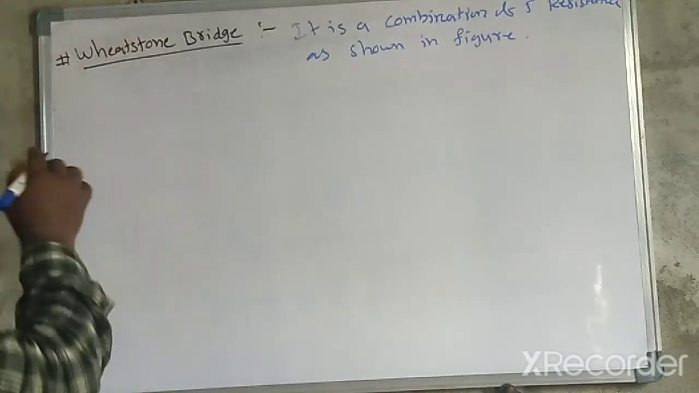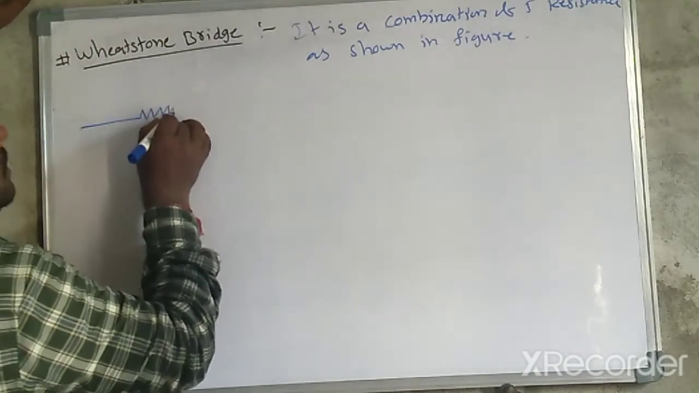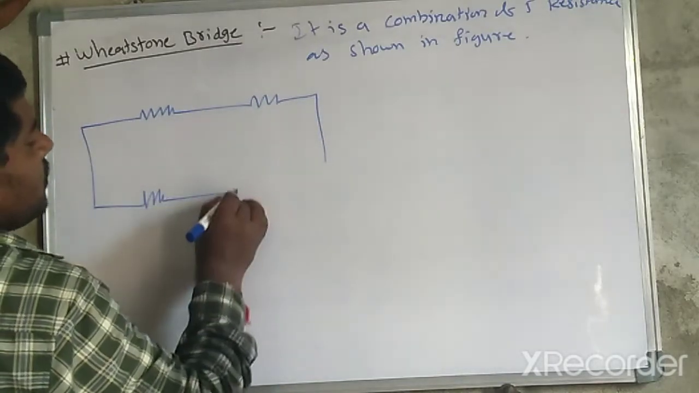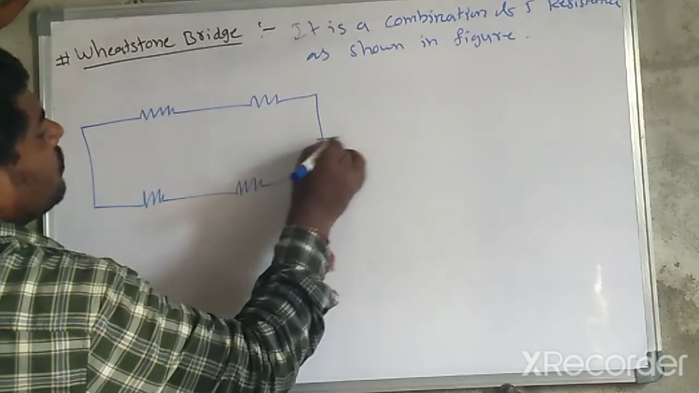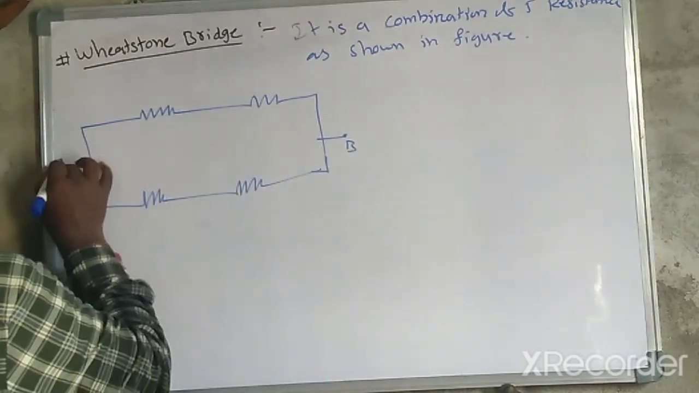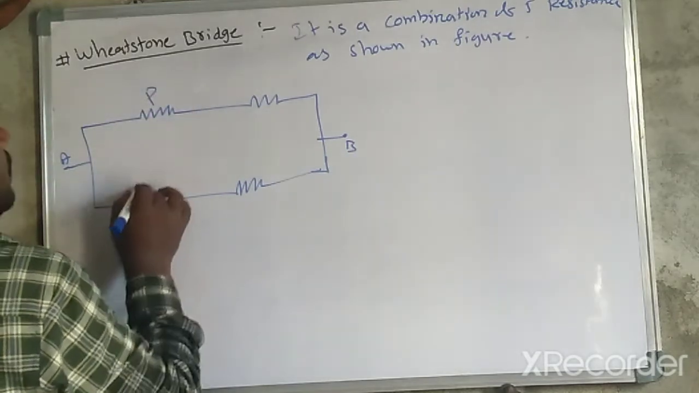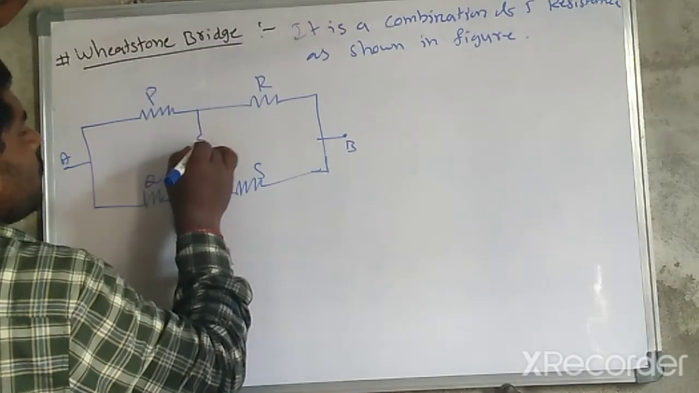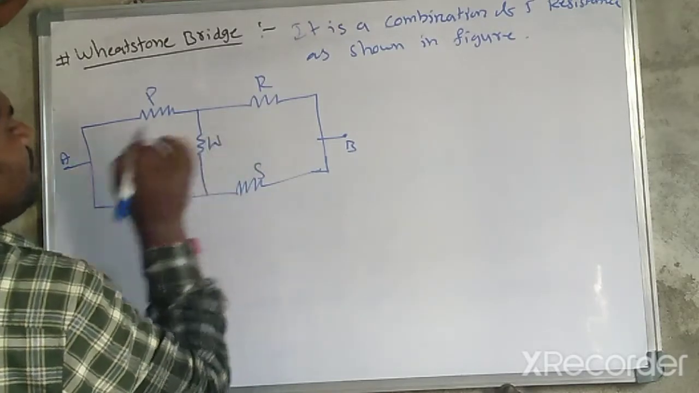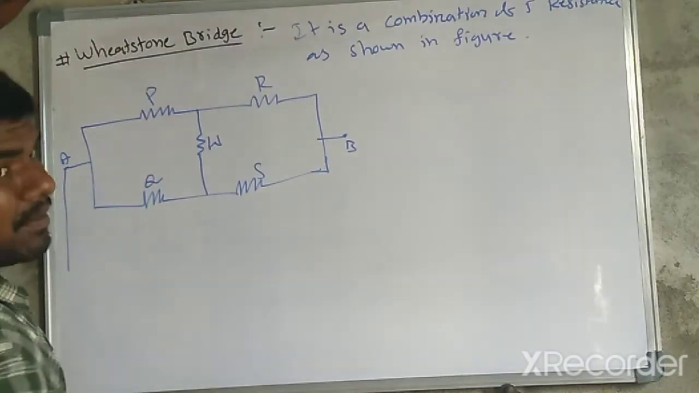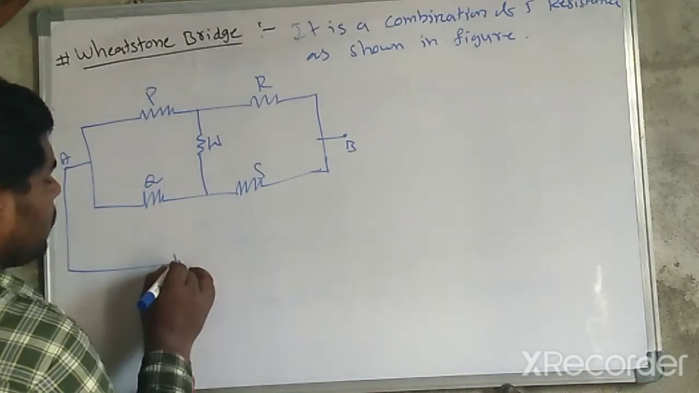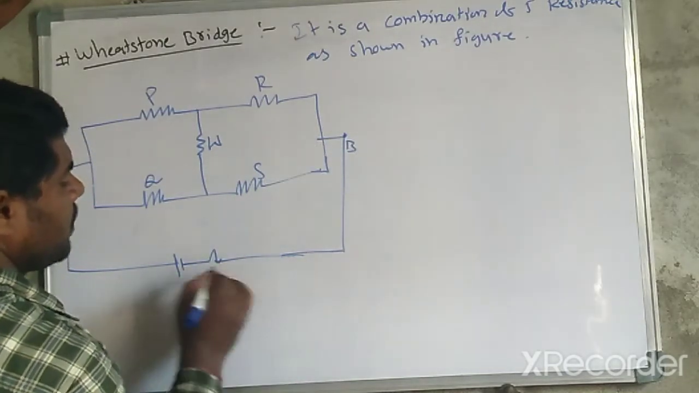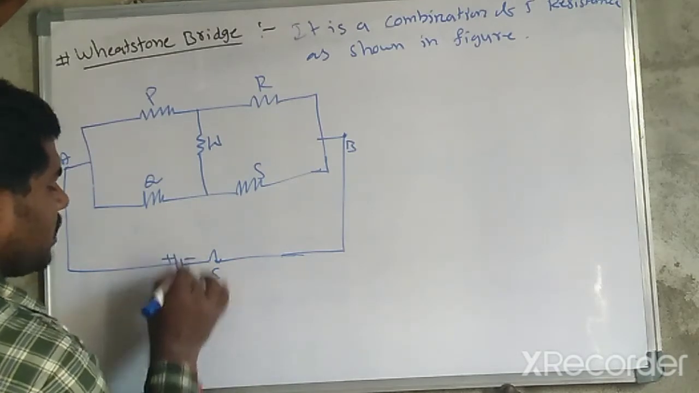Here I am going to take one resistor, another resistor, and another resistor, connecting like this. This point is B and this point is A. Here P, here the Q resistor, R, S, and in the middle one more resistor. This is named W. The A terminal is connected to the battery's positive terminal, and B is connected through a switch to the negative terminal, like this.